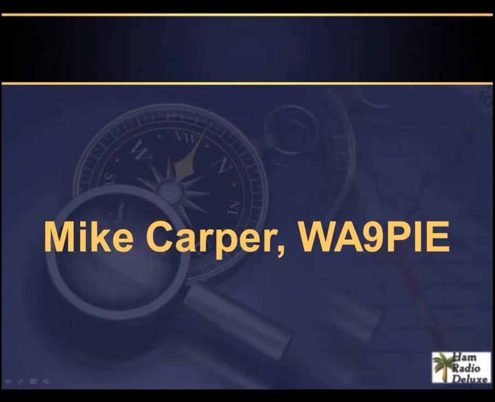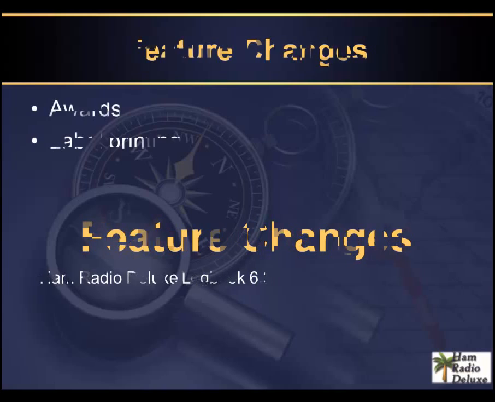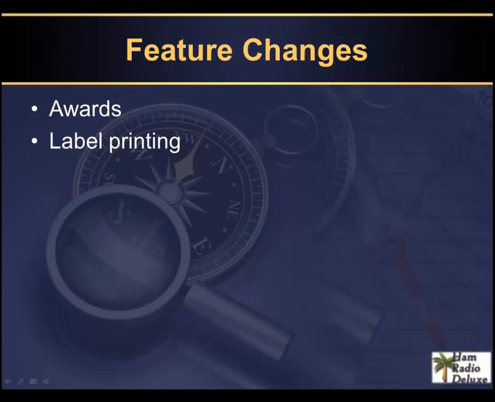Hi, this is Mike, Whiskey Alpha 9, Papa India Echo, and this particular video is to talk a little about some of the feature changes in Ham Radio Deluxe Logbook 6.2. Specifically, I'm going to look at awards and label printing in this version.